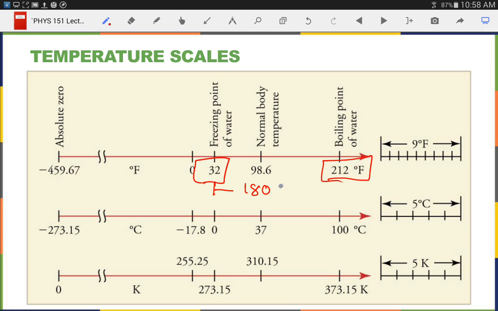180. And we put 180 Fahrenheit degrees. Notice that 212 degrees Fahrenheit is a temperature. 180 Fahrenheit degrees, that's a change in temperature. Absolute zero turns out to be minus 459.67 degrees Fahrenheit. Okay, the next one. What can you tell me about the Celsius scale?